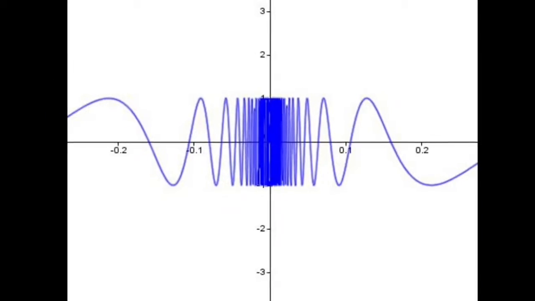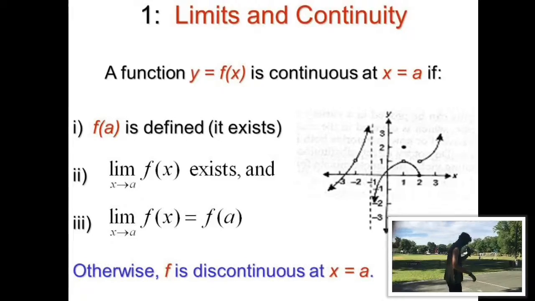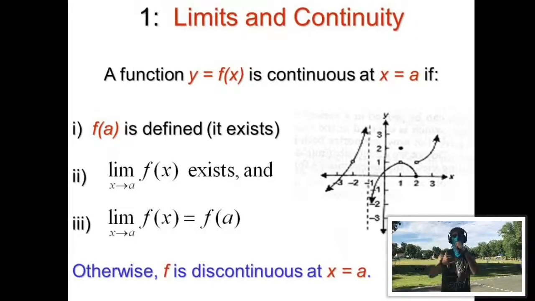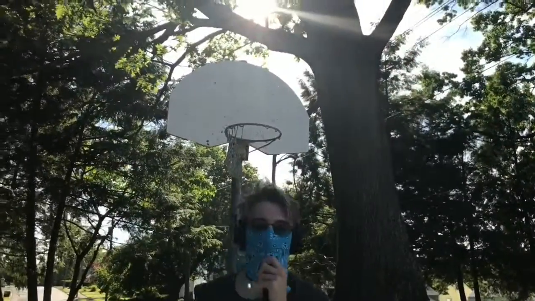Don't forget continuity. A function is continuous at x equals c only if it's defined, the limit as x approaches c exists, and the limit equals f of c.